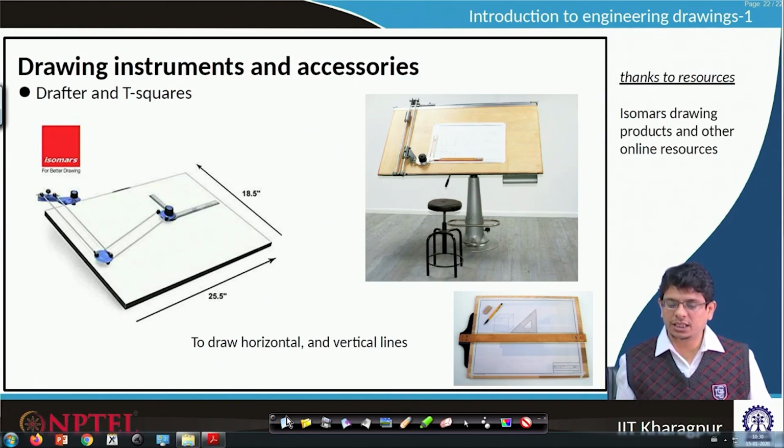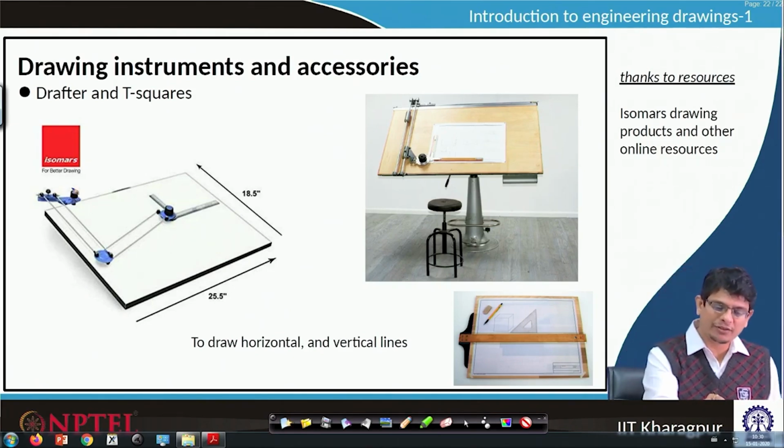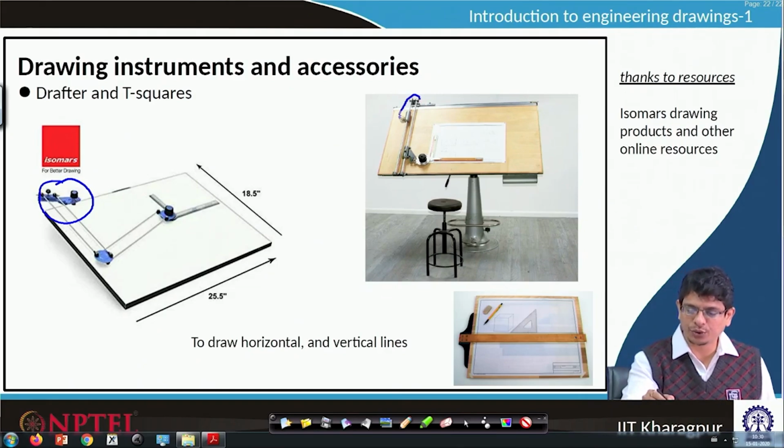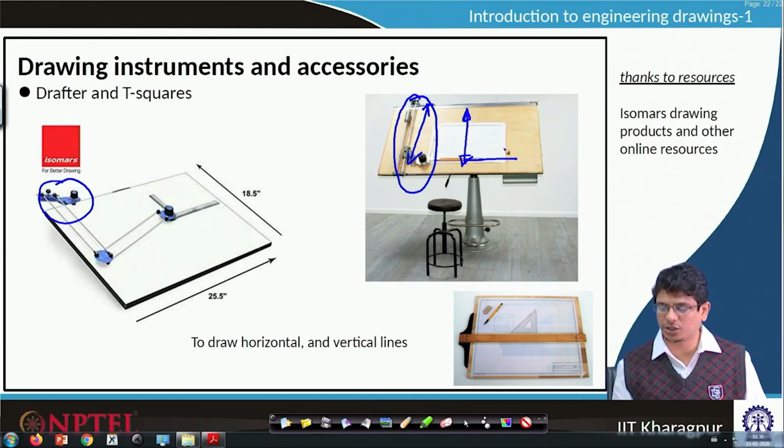These drafters can be of different types also. The simple drafter, which we call mini drafter, is shown here. More sophisticated drafters are also there, and those are shown here. So, this slider goes front and back, so that these horizontal and vertical lines can be drawn in that direction on the table.